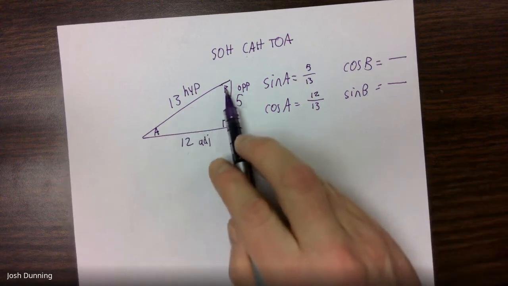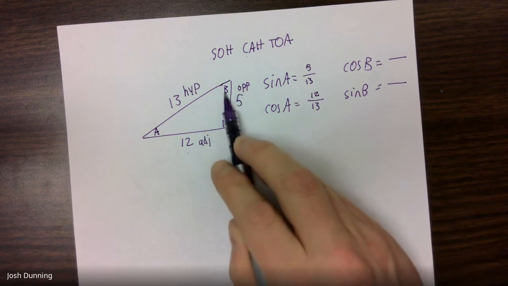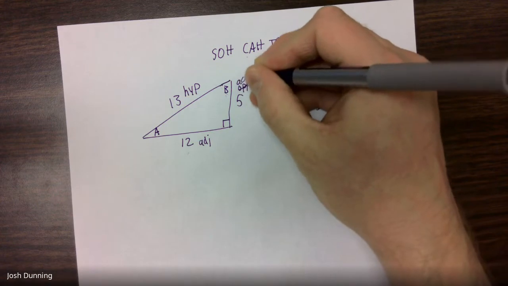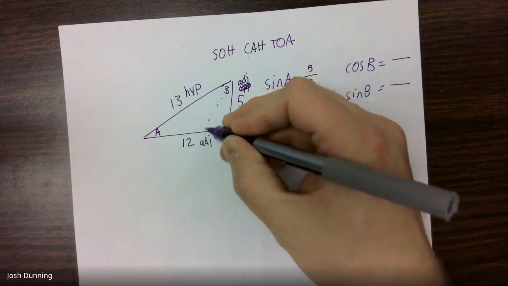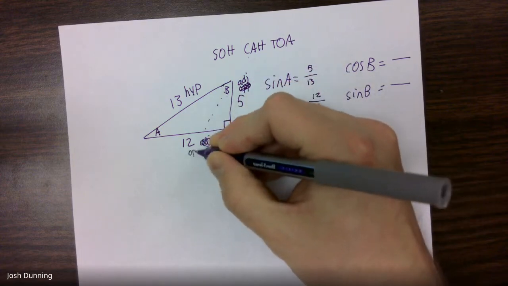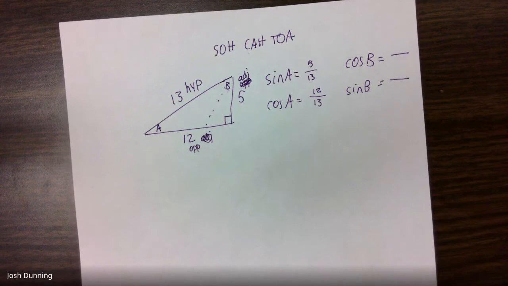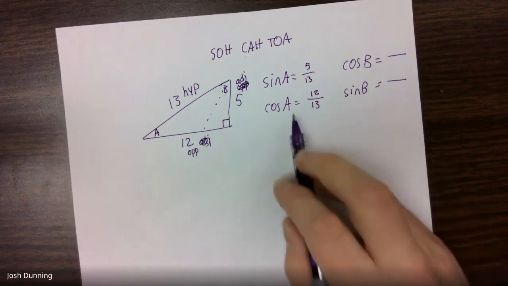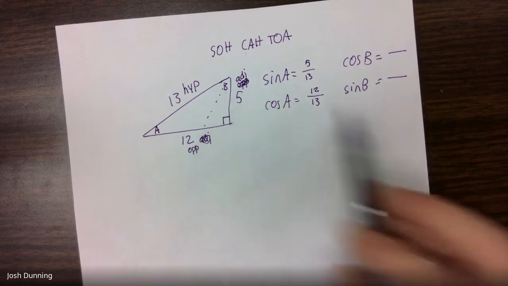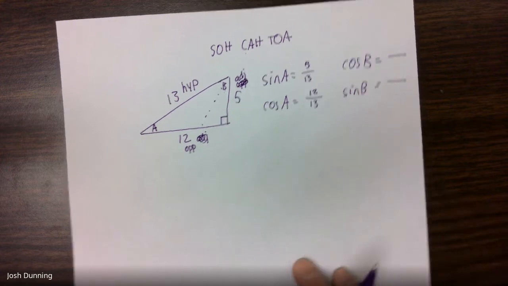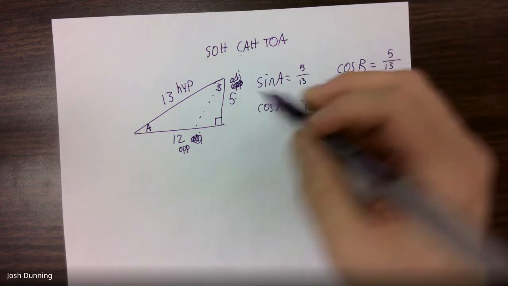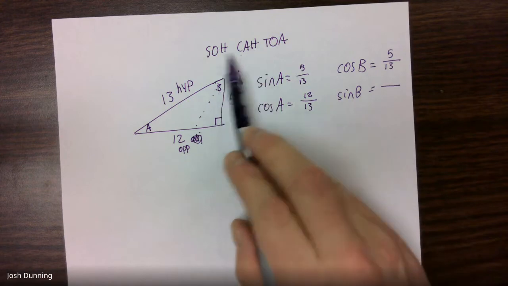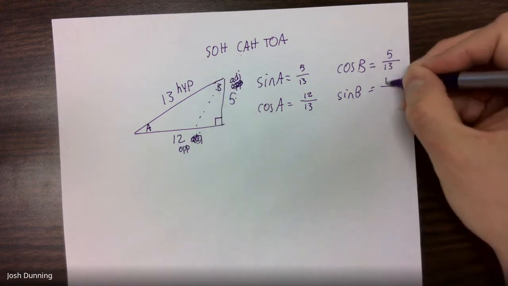So now if I switch to B, if we're standing here now, we're right next to 5. So now that's the adjacent. And from B, I'd have to go all the way through to the other side. 12 is now the opposite. So when you switch angles, the opposites and the adjacent swap. So cosine B is 5 over 13. And sine, opposite over hypotenuse, 12 over 13.